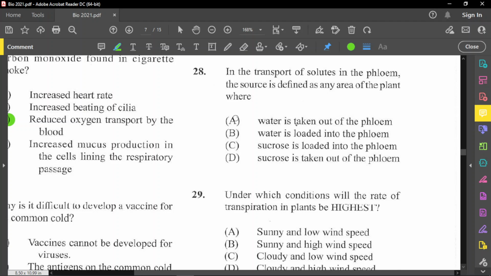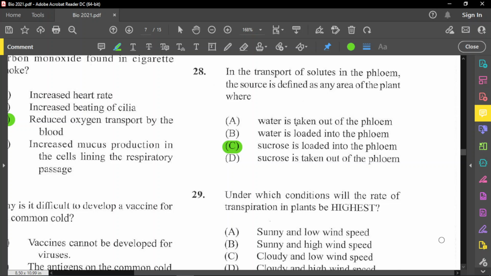Let's look at option A, which said water is taken out of the phloem, which is not true. Once the water, you can forget about it. The phloem transports sucrose. So option C seems good because sucrose is loaded into the phloem. At the start, or at the source, sucrose will go into the phloem. D is not correct because D would be at the end of the phloem, at the destination, for example the roots of a plant like potatoes, where the sucrose will be taken out of the phloem. But at the beginning, sucrose will go into the phloem. Notice the question again: the source is defined as any area where sucrose is loaded into the phloem.